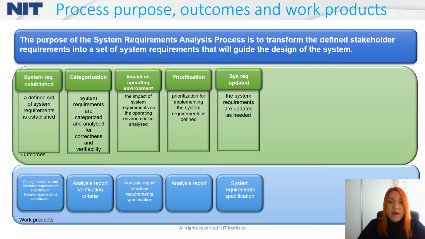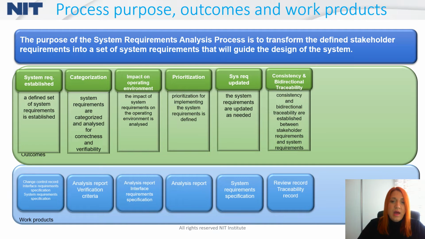Then we have the system requirements update, which means that you need to regularly maintain the update of the system requirements if necessary. This is for sure something which will impact all the levels down. Now we have the outcome, which is zooming the consistency and bidirectional traceability. It means that you need to establish the bidirectional traceability and consistency in between stakeholder requirements and system requirements. And you need to have also the bidirectional traceability with system architecture and of course system requirements. Then you need to have really the bidirectional traceability with system requirements and software requirements, which we will mention later on.